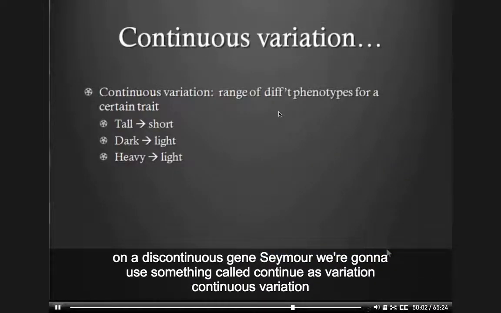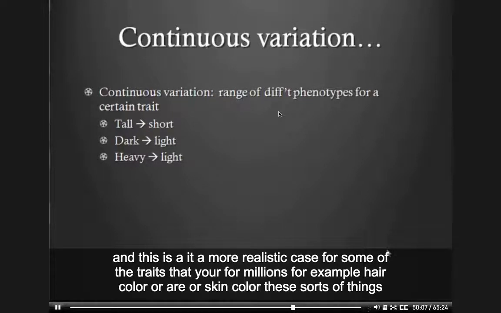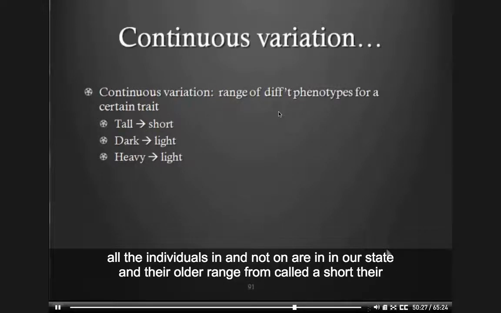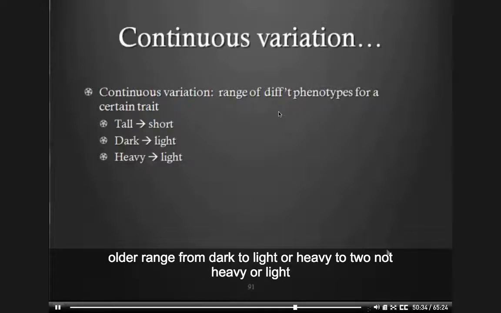We're going to use something called continuous variation. And this is a more realistic case for some of the traits that you're familiar with. For example, hair color or skin color, these sorts of things. Where skin color, for example, ranges. There's a whole variety of ranges and phenotypes that you can have. And the height, great example. You take all the individuals in our state, and they're all going to range from tall to short. They're all going to range from dark to light, or heavy to not heavy, or light.